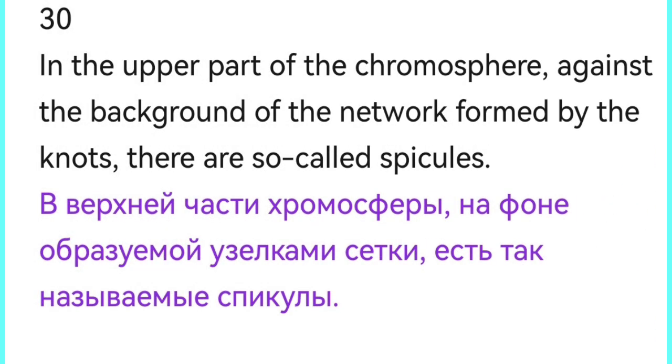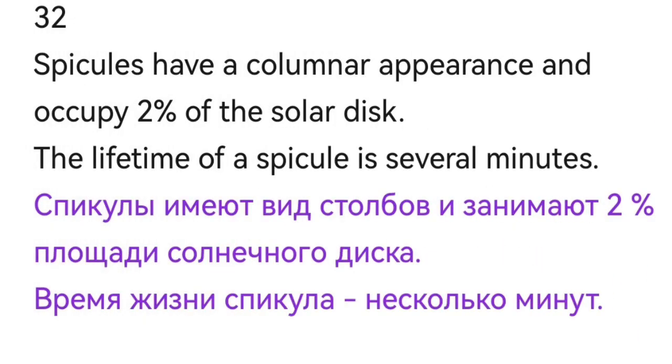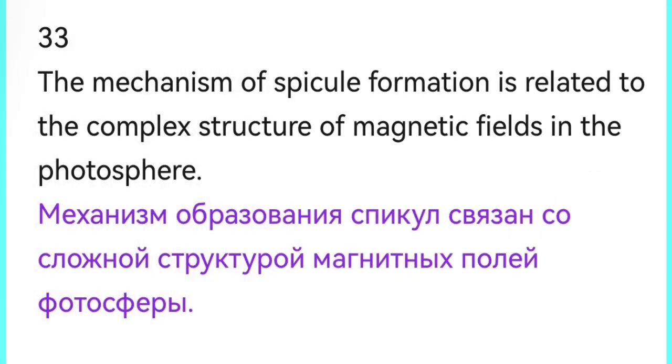In the upper part of the chromosphere, against the background of the network formed by the knots, there are so-called spicules. Spicules are areas of increased brightness, corresponding to a twofold increase in gas density. Spicules have a columnar appearance and occupy 2% of the solar disk. The lifetime of a spicule is several minutes. The mechanism of spicule formation is related to the complex structure of magnetic fields in the photosphere.